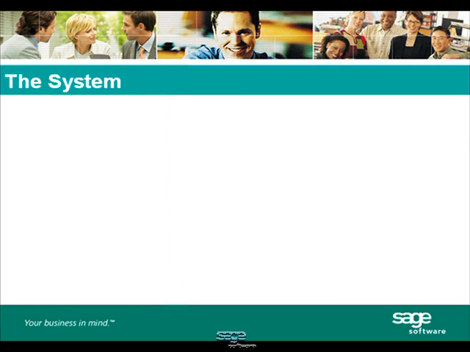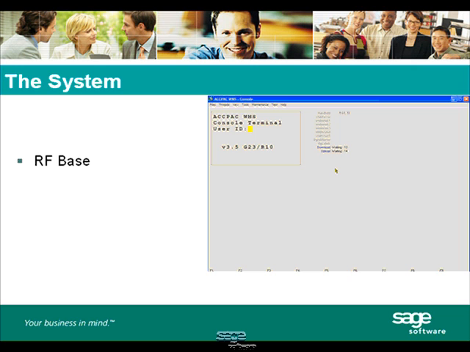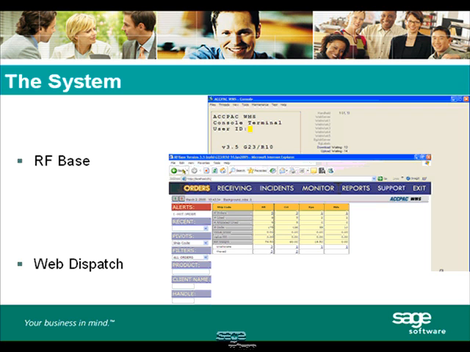The WMS system consists of 2 main pieces of software. The first, RF Base, allows us to define the rules for bins, picking, allocation, and many more. It also controls the wireless handhelds used on the warehouse floor. The web dispatch portion is primarily intended for warehouse managers and shows active orders and their status, receiving, incidents and process monitoring, as well as reporting.